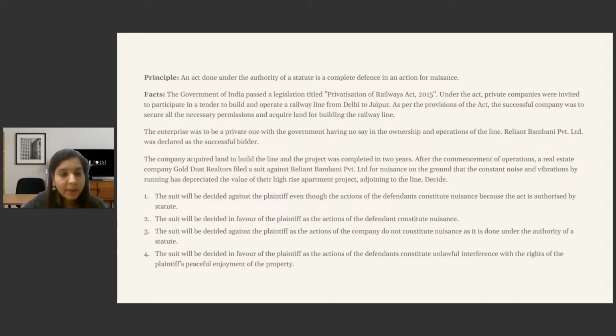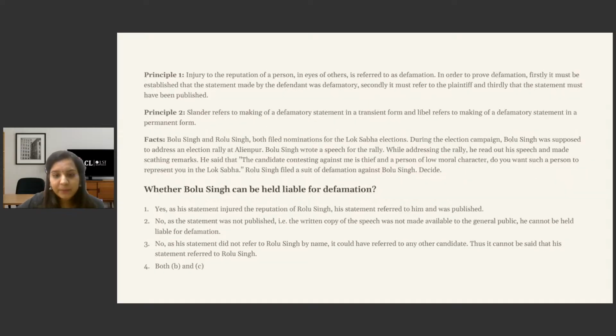Now you have to decide. Here we have to know whether the person has committed nuisance, and what actions were done. When you see all the options: the plaintiff, even though the actions of the defendant constitute nuisance, because the act is authorized by the statute, the suit will be decided against the plaintiff, because here the statutory authority defense will come into picture, right? So the answer is going to be A again.